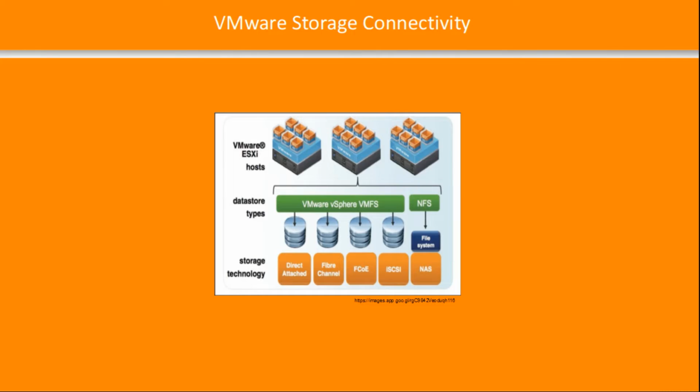This graphic shows connectivity from VMware to the storage technologies we just reviewed, including direct attached, Fiber Channel over Ethernet, iSCSI, and NAS. Once they're formatted as data stores, the underlying technology does not matter for ESXi, and ESXi is able to deploy and communicate with the VMs in these data stores.